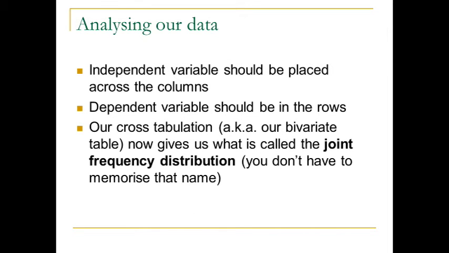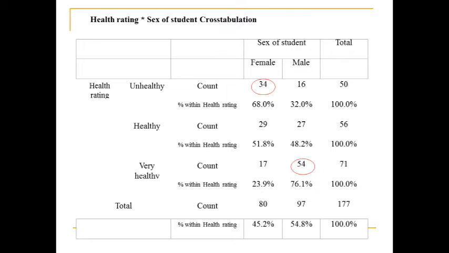When displaying information, independent variables should be placed across the columns, and the dependent variables should be in the rows. That way, it's consistent when people go to interpret it. Our cross-tabulation, our bivariate table, now gives us what is called the joint frequency distribution, a name you don't need to memorize, but it basically describes the fact that you have two frequencies that have been distributed jointly on a new table.